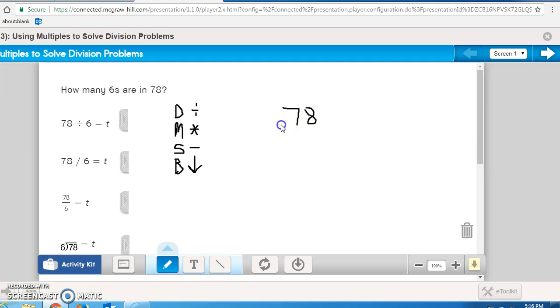78 divided by 6. We do one number at a time, meaning that when I'm dividing that by 6, I only look at the first place value. And I ask myself, 7 divided by 6 is what? So if I have 7 items, how many groups of 6 can I get out of that? Well, I can get 1. So I put 1 above the 7. Now I do the second step.